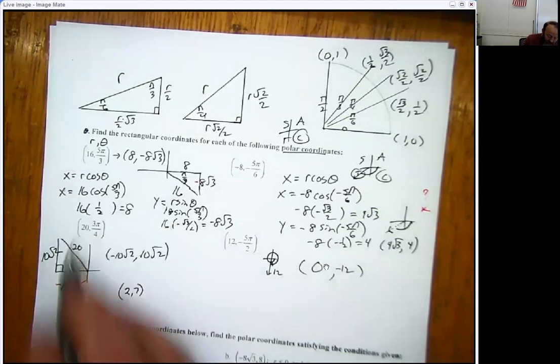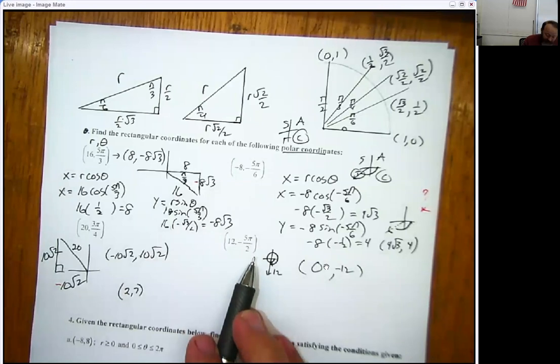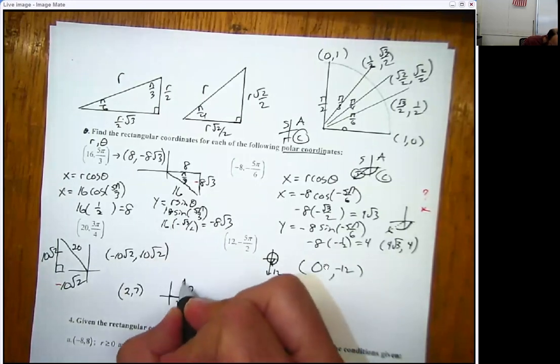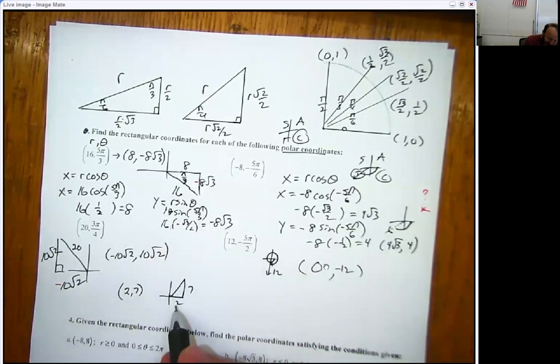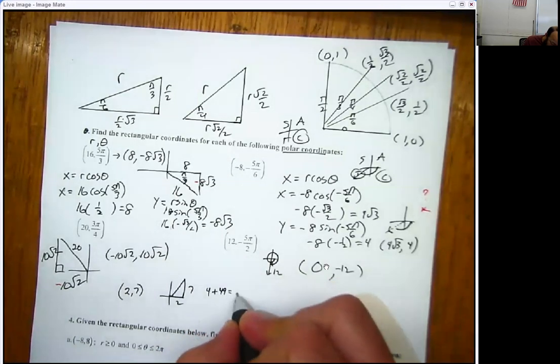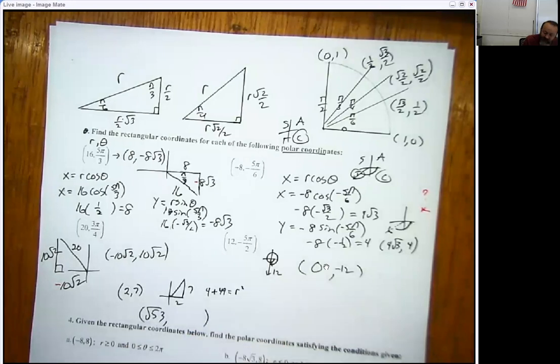Now notice 2 comma 7 is not a special right triangle story. It just says go over 2 and go up 7. So what I would do is by the Pythagorean theorem, 2 squared is 4, 7 squared is 49. That would be the square of the radius. So it looks to me like 53. So the radius is root 53.